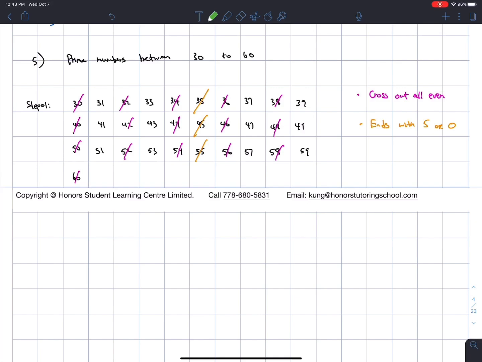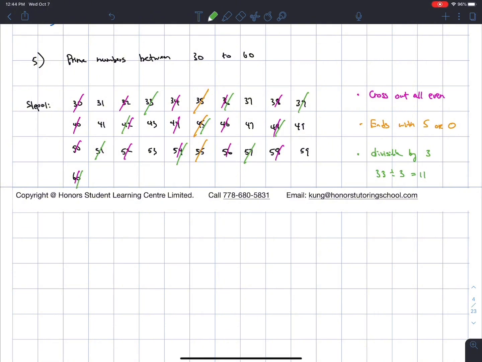The next one, I'm just thinking the ones that are divisible by 3. Well, you should know that 33 is divisible by 3, right? If you divide it, you should get 11. So that would be the first one. And then I would just skip count, I just keep on adding 3. So 36, 39, 42, 45, 48, 51, 54, 57, and 60. So I'm done with the 3s.